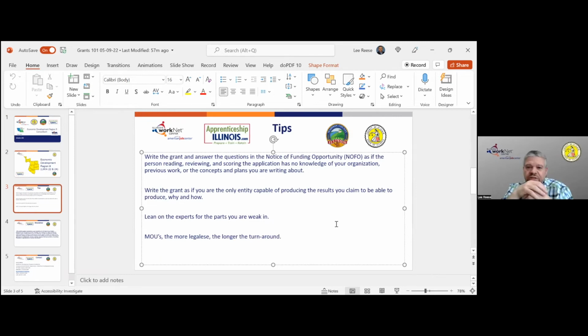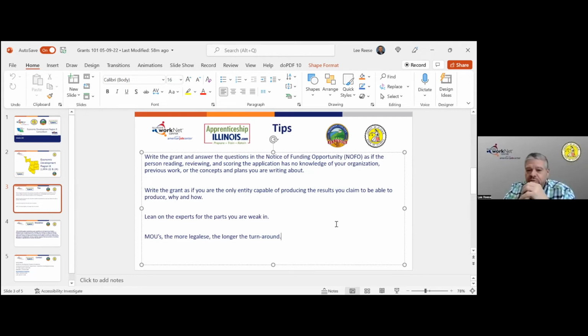Write as if the person reading or reviewing has absolutely no knowledge of your organization, previous work, or the concepts and plans you're writing about. This is probably the feedback I get the most when we do a grant: the scoring will come in and provide certain feedback, and then the entity we worked with will say, well, we know you did this project, why is it not listed in here? So definitely write this grant as if no one reading has a clue what you do or have done in the past. Write as if you're the only entity capable of producing the results that you claim, and then spell out why and how you're that entity.